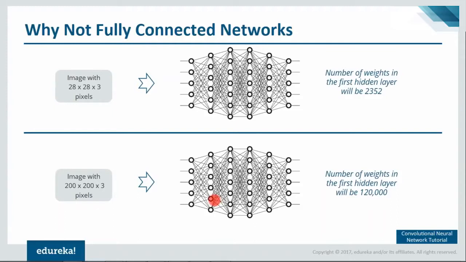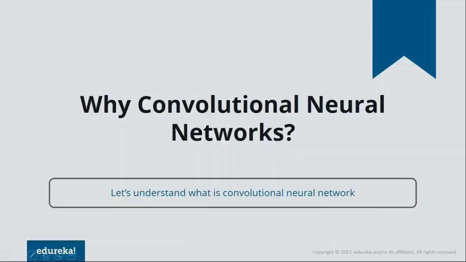So we need to deal with such a huge number of parameters, and obviously we require more neurons. That can eventually lead to overfitting. That's why we cannot use a fully connected network for image classification.